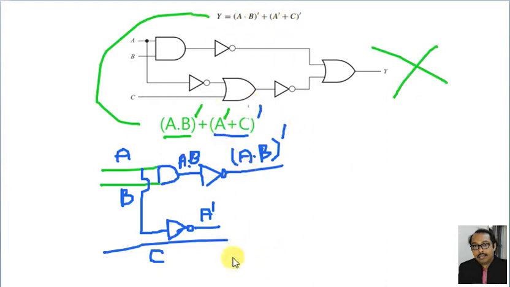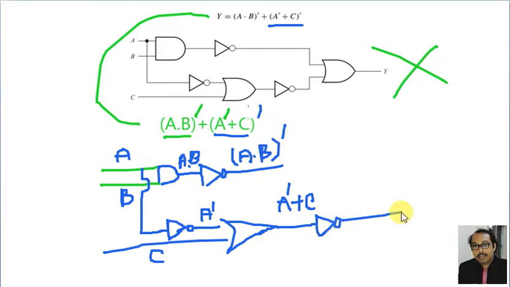So A bar plus C means this is a picture of an OR. Okay, this is a picture of an OR. So this is A bar plus C, but it is not given. It is given that A bar plus C whole NOT. So I need to add a NOT. So this will be A bar plus C, okay, whole NOT.